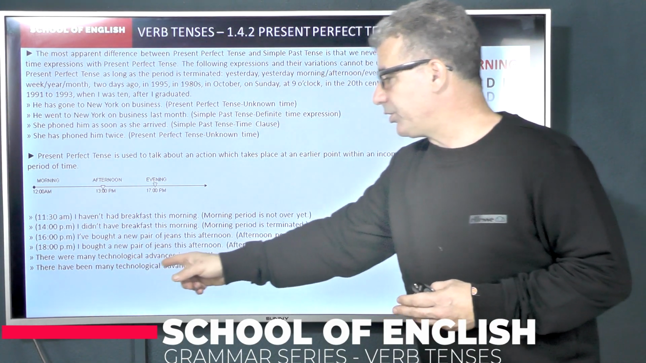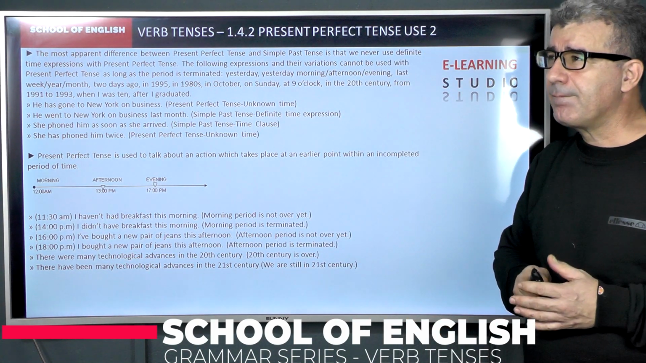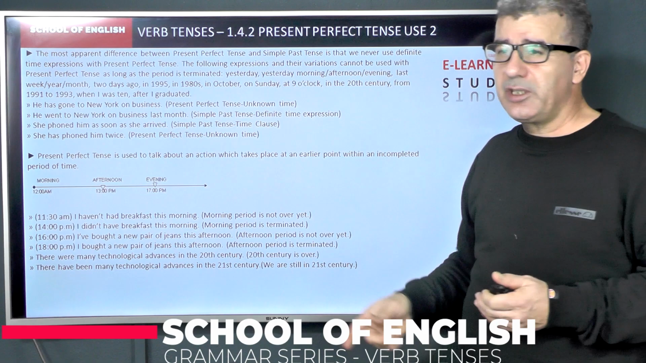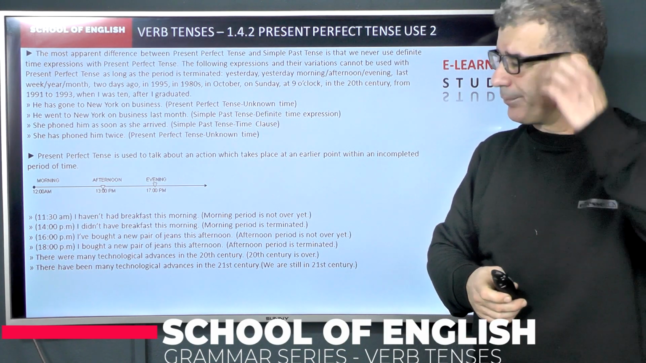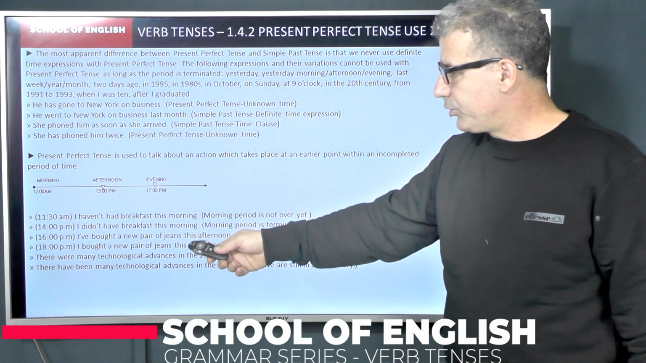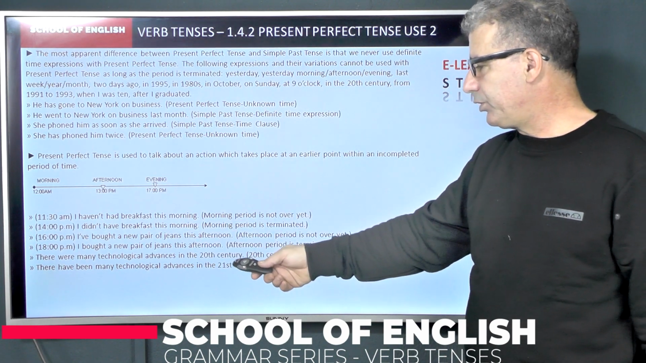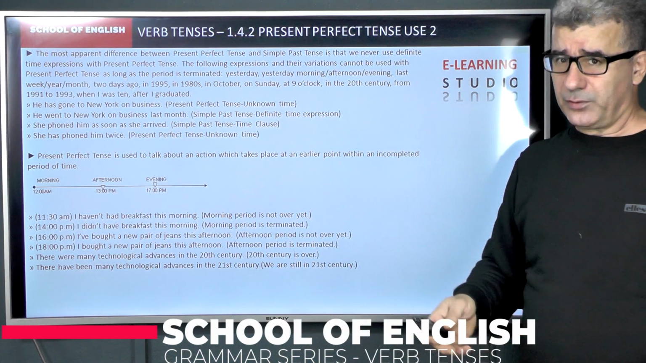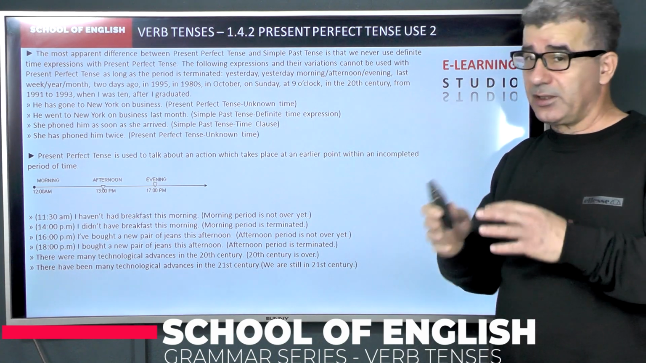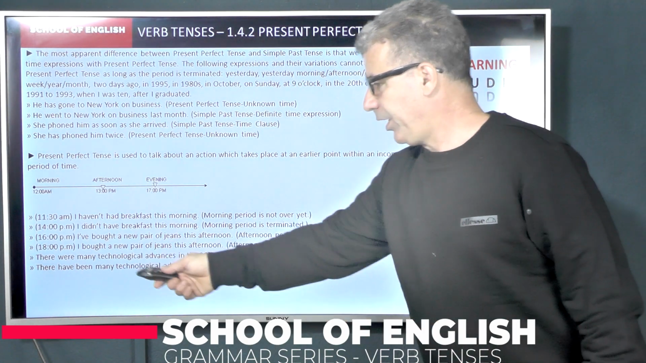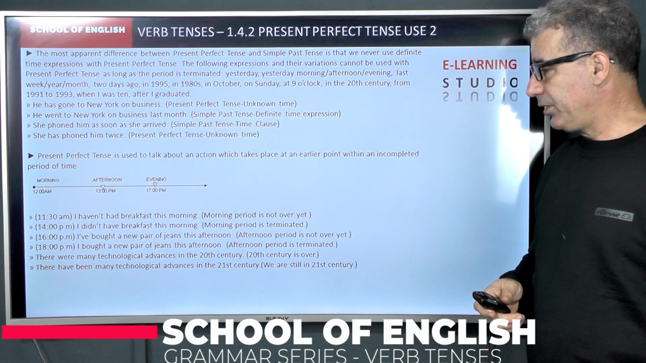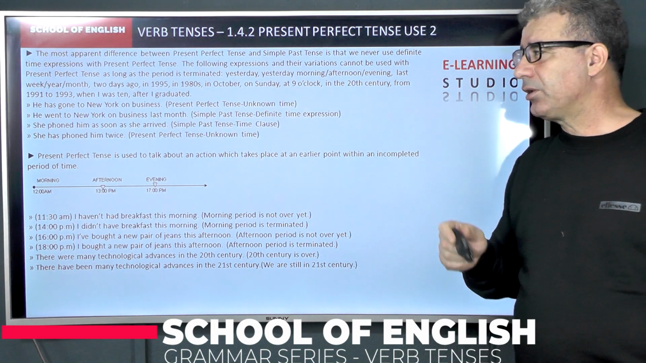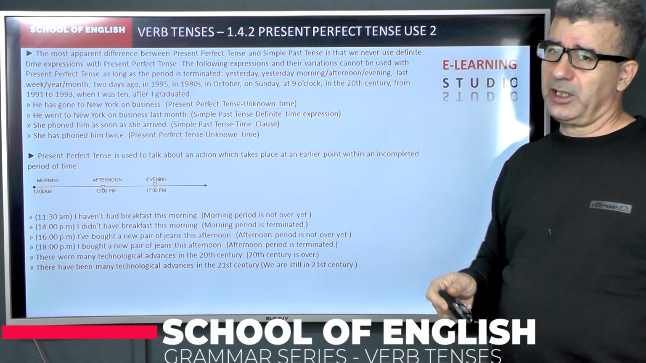And our last example here. There were many technological advances in the 20th century. Yes, we use simple past tense because the 20th century is already over. If you say the same thing for the 21st century, you need to use present perfect tense. Why? Because we are still in the 21st century. It's not over yet. It's not terminated. There have been many technological advances in the 21st century. We are still in the 21st century. That's okay for this part.